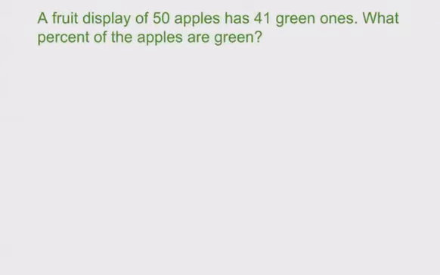In this example, it says a fruit display of 50 apples has 41 green ones. What percent of the apples are green? First, we want to write a fraction. We know that 41 out of the 50 apples are green. Since percents are always out of 100, we want our denominator to equal 100.